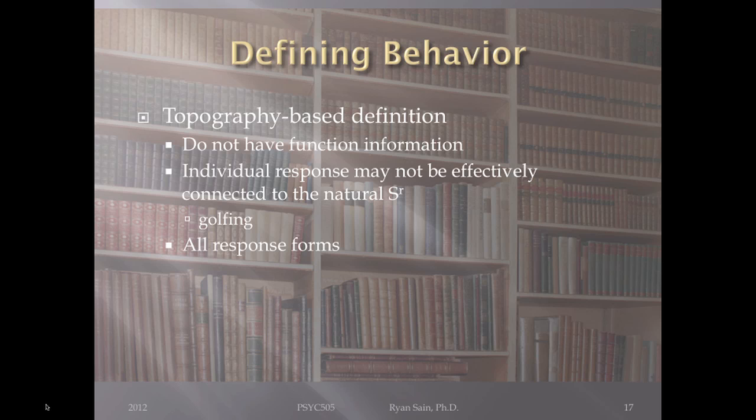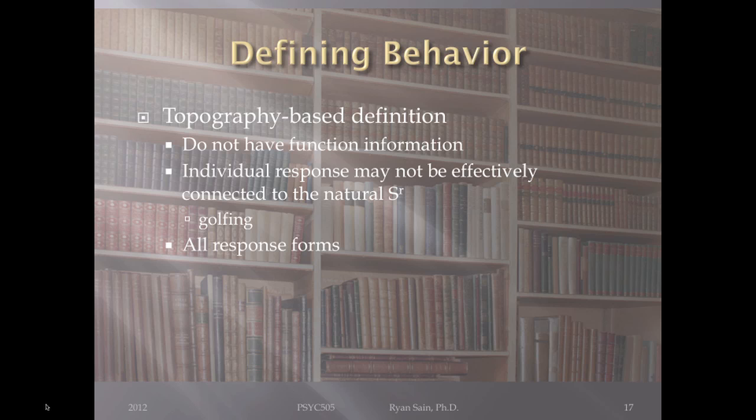A good example of the difference between a functional and topographical based definition is turning on the light switch. The functional based definition is the light switch is flipped due to action of an individual. And a topographical based definition would be using your hand to move the light switch into a particular position, but you've got to be able to provide all response forms. So you better be talking about your elbow, your shoulder, your hips, your head, your ears, your butt, whatever.